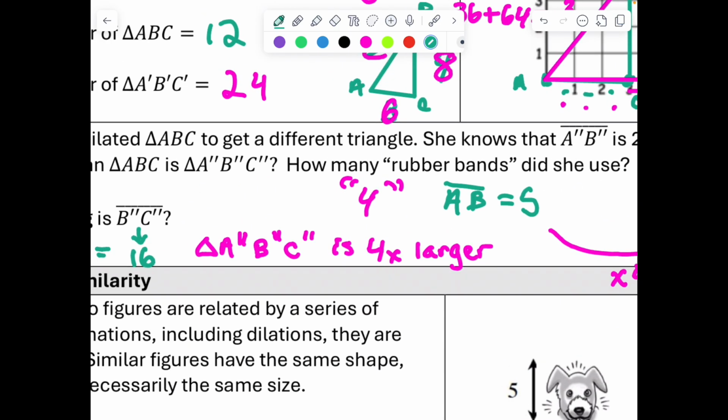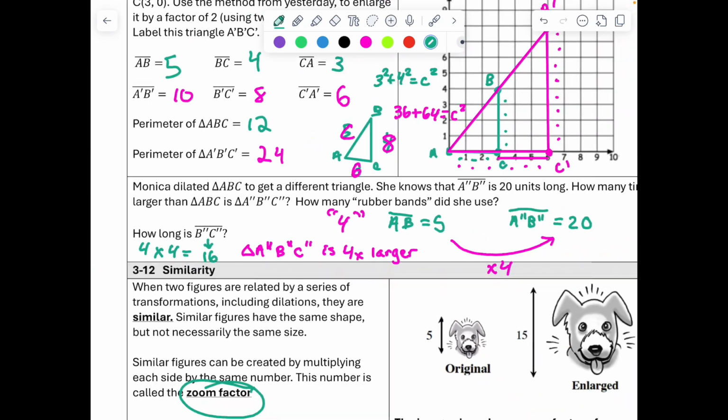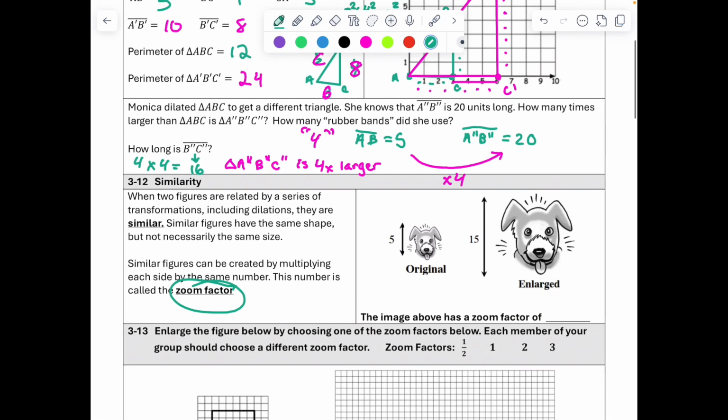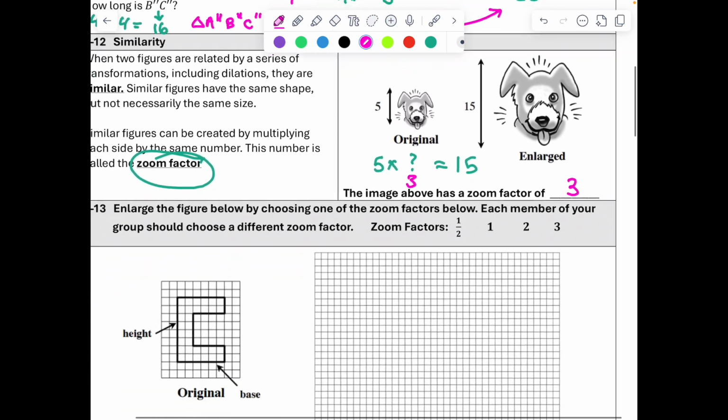Okay, so for instance, when we were saying that this triangle is 4 times larger, we would say it has a zoom factor of 4. Okay, so this image has a zoom factor of, well, let's see, 5 times what would get us 15? How much larger did we make 5 to get to 15? The answer is 3. So this image has a zoom factor of 3.